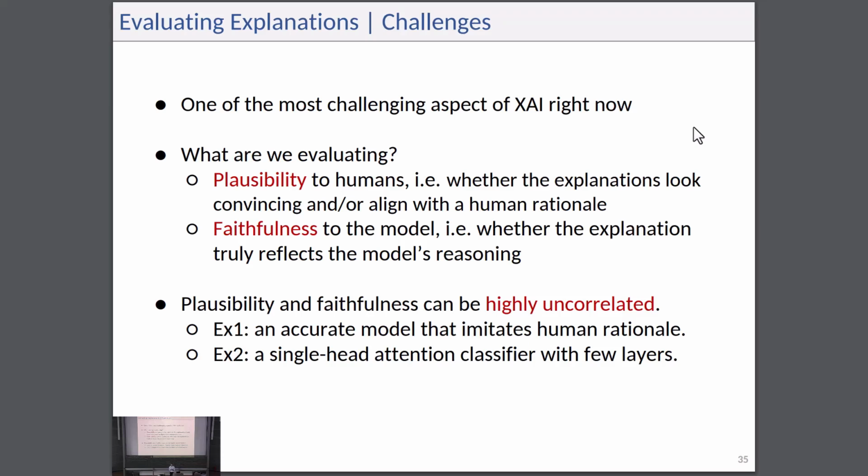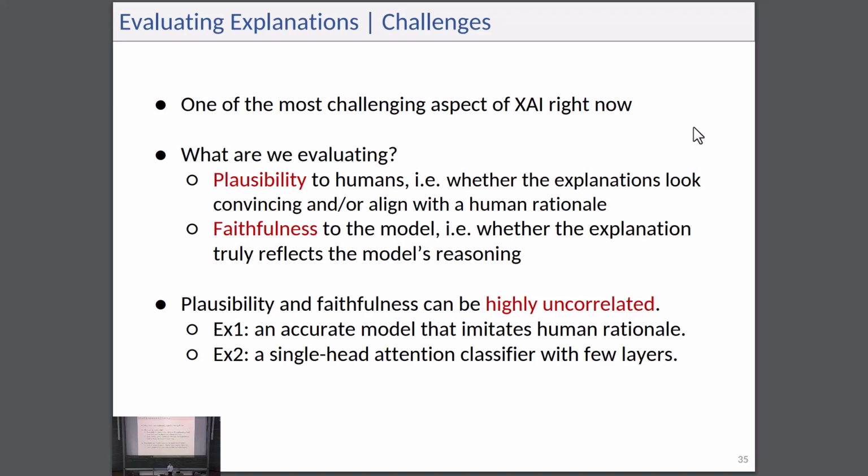Whenever I get an explanation from the model, there's unfortunately nothing obvious that's going to tell me this is good or not. This is just an explanation. We don't have metrics like we have for models. It's not that well defined.